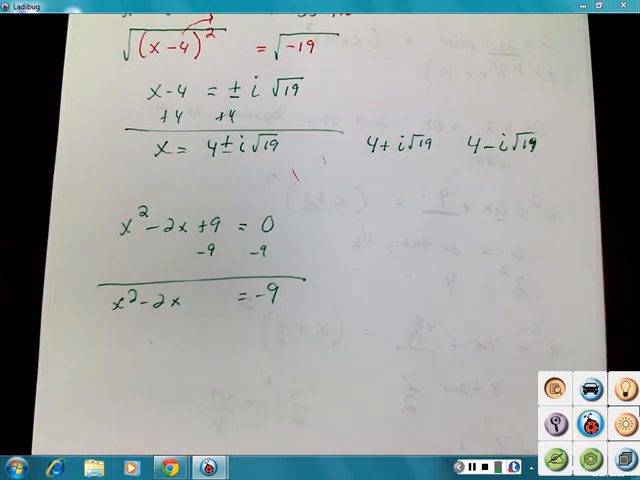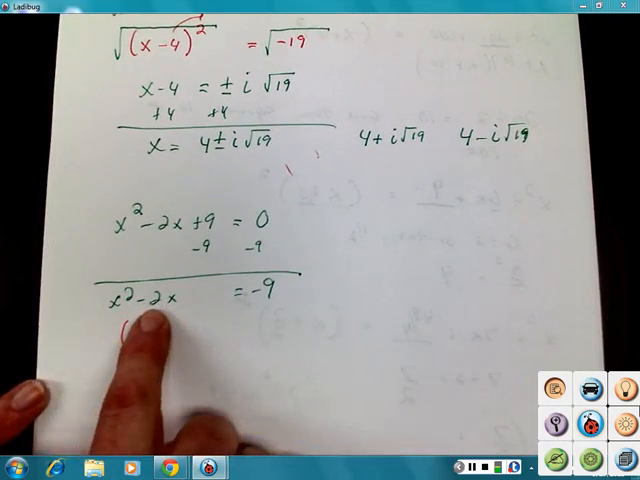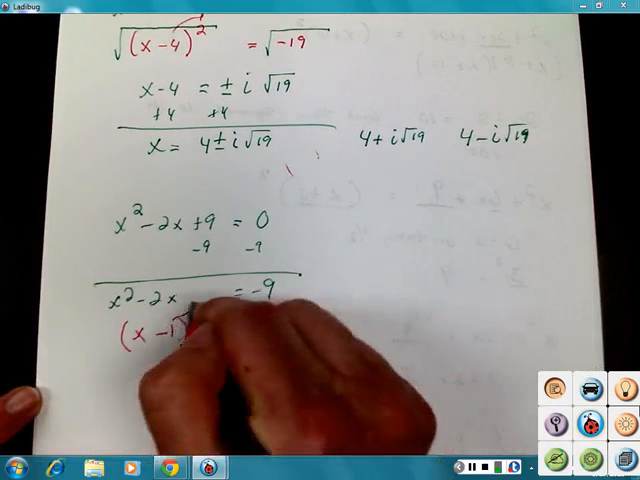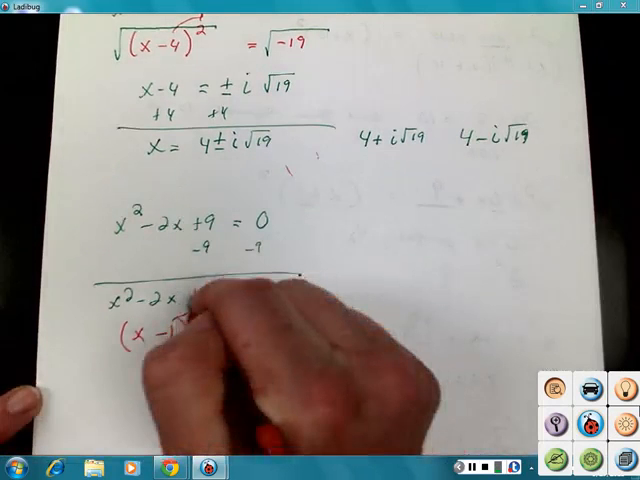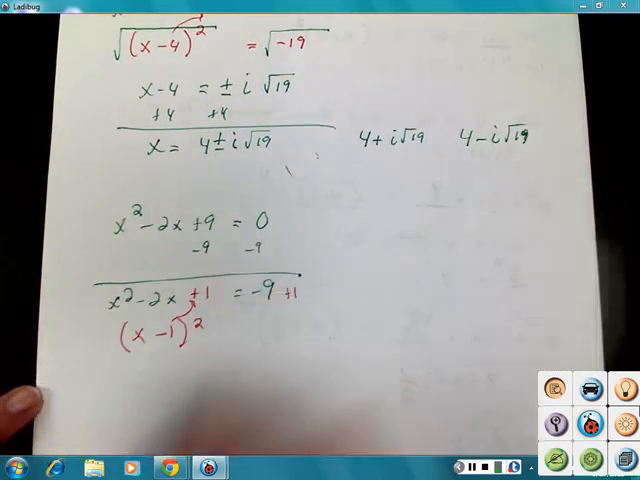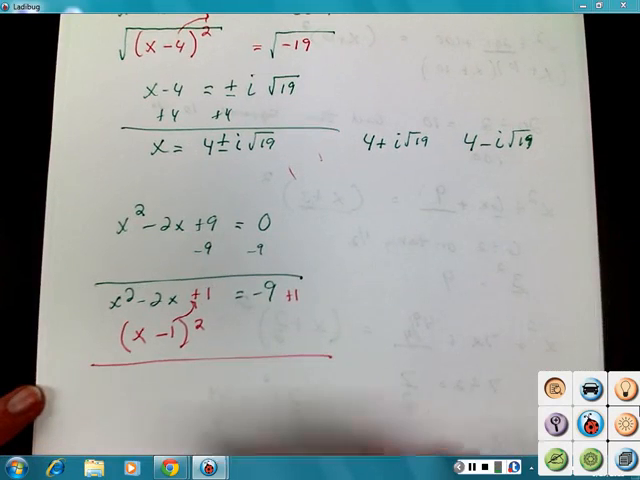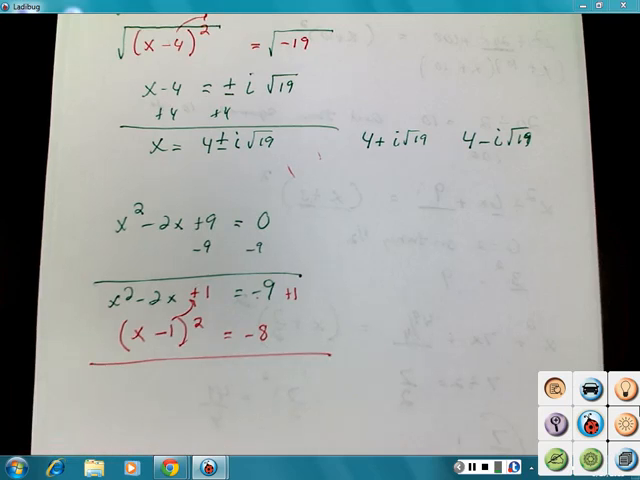Starting to make all these look like they come out as imaginary, but they don't. So to complete my square, I put an x. What's half of a negative 2? Negative 1. Squared. But now remember, you have to take that negative 1, square it, and put it back in here. Negative 1 times negative 1 is a positive 1. And again, whatever you do to one side, you do to the other. So what am I left with? Negative 9 and a positive 1 is equal to a negative 8. We okay?